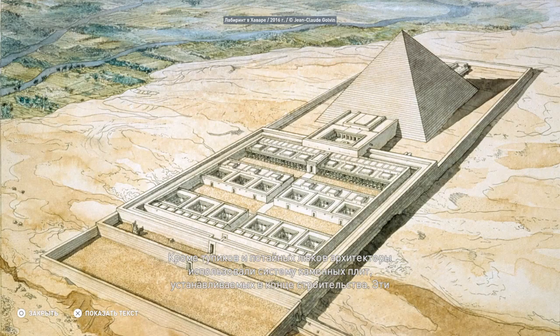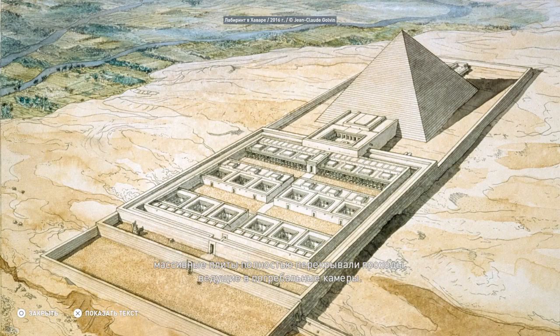Beyond the use of blind passages and concealed trapdoors, the architects relied on a system of stone slabs, which were slid into place at the end of construction. These massive stone slabs were meant to permanently block the passageways leading to the funerary chambers.